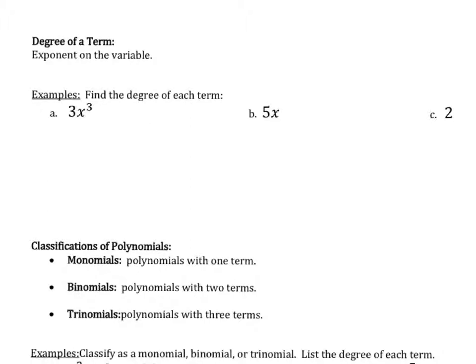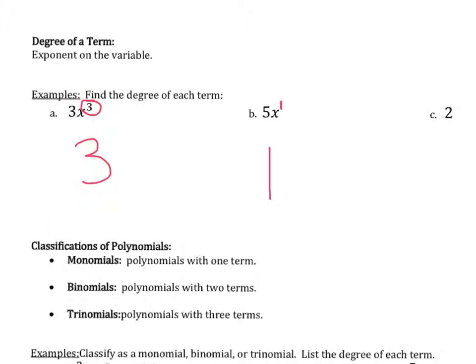All right, in part A, I have a 3x squared, where my exponent here is 3, so the degree of this term would be 3. In part B, I have 5x. Notice here, there's a 1 understood to be as the exponent on the x. That way, we know that the degree of that term is 1.